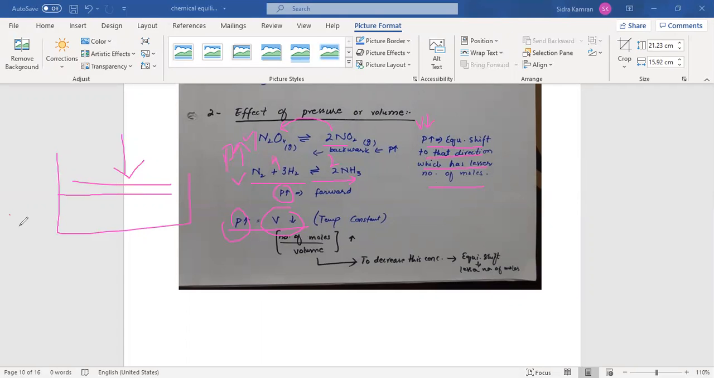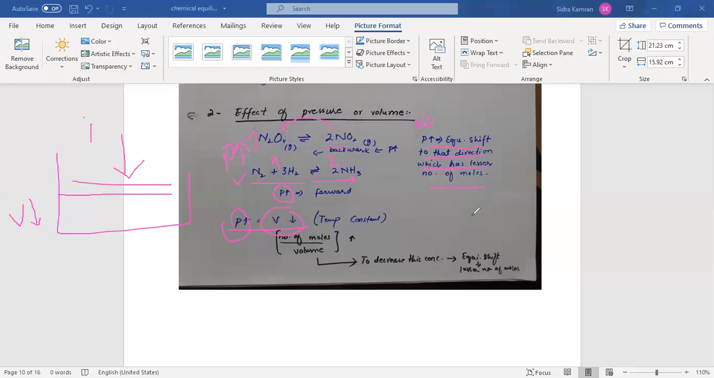If you are increasing pressure, volume will decrease, you know this. If you are decreasing pressure, volume will increase. So when pressure increases, the equilibrium shifts to the direction which has fewer moles. If you are decreasing pressure, then equilibrium shifts towards the side where there are more moles.